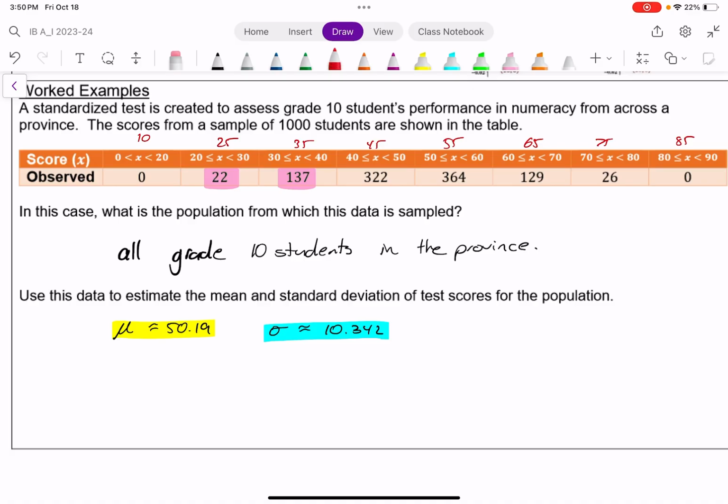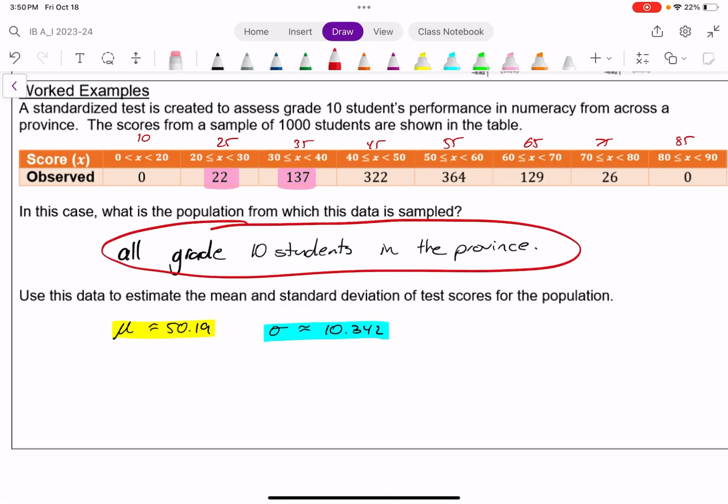If we're trying to draw conclusions about the entire population, which is all the grade 10 students in the province, we are estimating. Unless we're literally finding the data for every single student, this is a sample. So no matter how much data we look at from the sample, it is still an estimate. These are all estimates of the actual population. Hence, it's always important to think about what is the population we're looking at here.